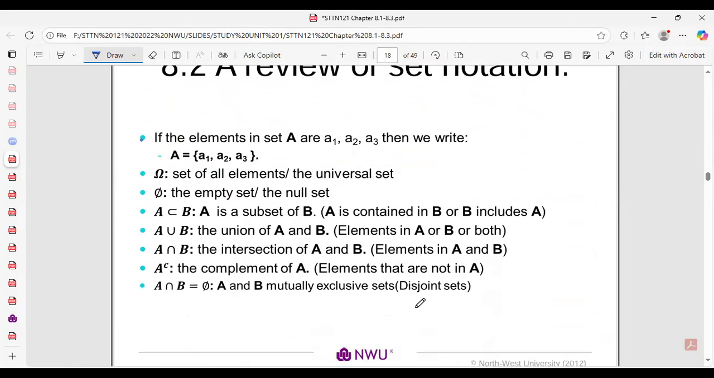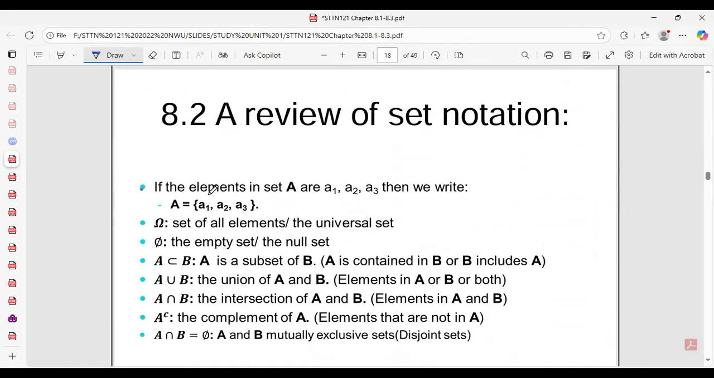Yeah, I'm looking for this one, the set notation. This is very important. Okay, guys, please check this. If the elements in set A are A1, A2, A3, then we'll write the elements as the set. This symbol means that we have the set of all elements, or sometimes they call it the universal set. This one is an empty set.